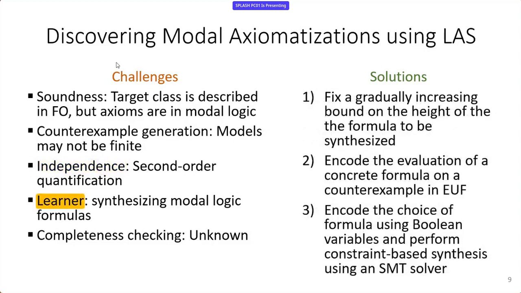The logic learner is implemented by a very careful process. First, we write a grammar of modal logic formulas of bounded height, and we encode the choice of the formula in the grammar using Boolean variables. Right? And then we write what it means for a concrete formula in the grammar to satisfy a counterexample model as an SMT constraint. And we do constraint-based synthesis. This is a fairly standard bag of tricks. The subtlety actually is in how we give the counterexamples in a way that can be encoded for constraint-based synthesis. And I once again point you to the paper, for this detail is actually pretty interesting.